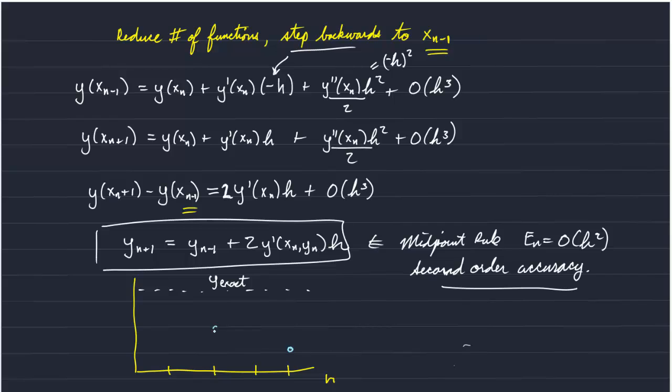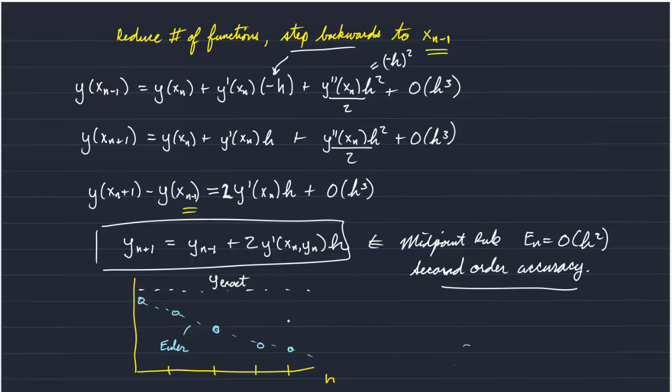So if we were to halve our step size, our error would be reduced by about a half. We'd approach the solution by nearly a half. And the plot of the numerical solution versus h would be approximately linear, and that's for Euler.